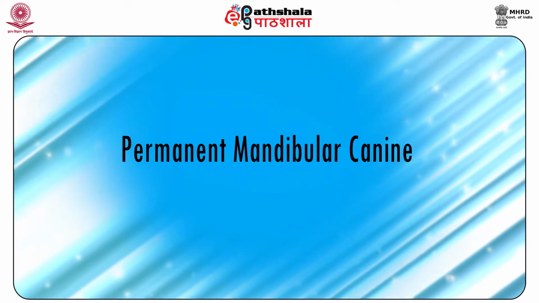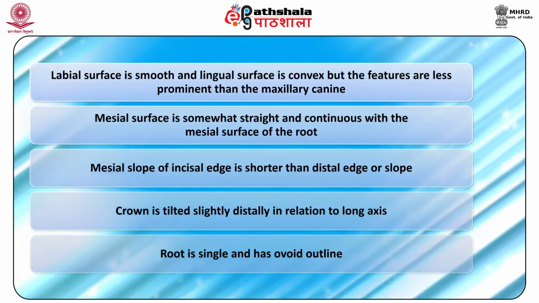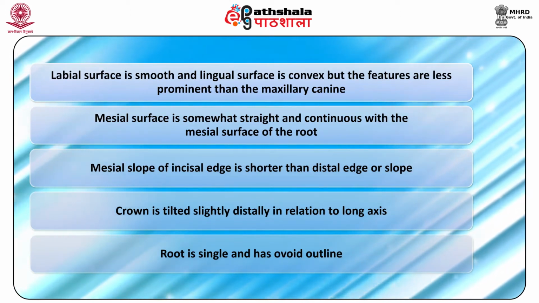The crown and root are more slender lingually than labially. The mesial part of the maxillary canine represents the outline of the functional form of an anterior tooth. However, it generally shows greater bulk and superior labiolingual dimension than any of the other frontal teeth. Then coming on to the permanent mandibular canine. The labial surface is smooth and the lingual surface is convex, but the features are less prominent than the maxillary canine.